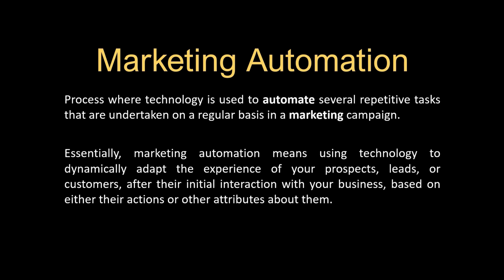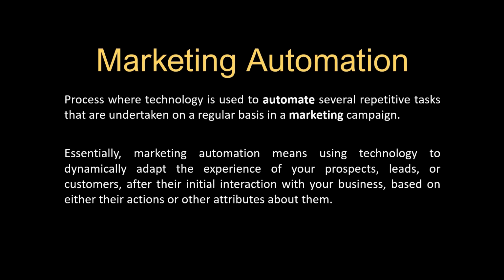Now that's true, but today when people refer to automation in online marketing, they're usually referring to specifically workflows that use smart logic to take action based on how prospects behave or other parameters. So basically, marketing automation today means using technology to dynamically adapt the experience of your prospects or your leads or your customers after their initial reaction with your business based on either their actions or other attributes about them.